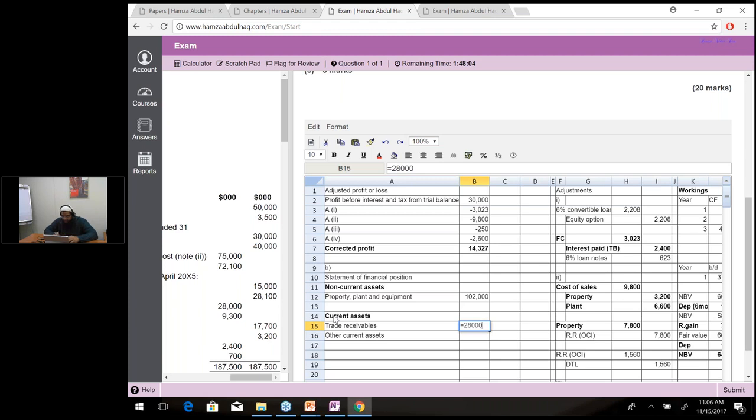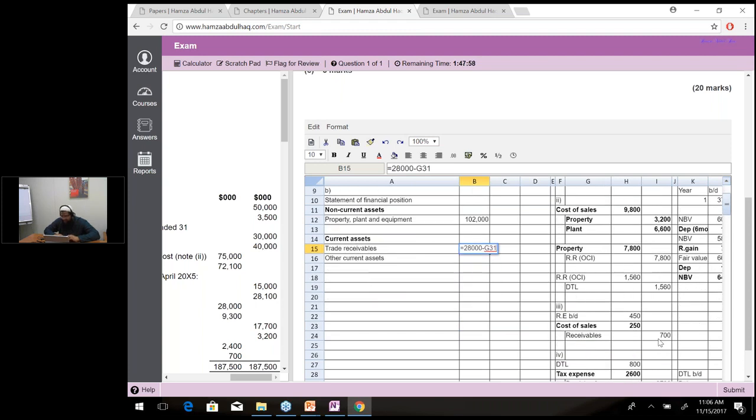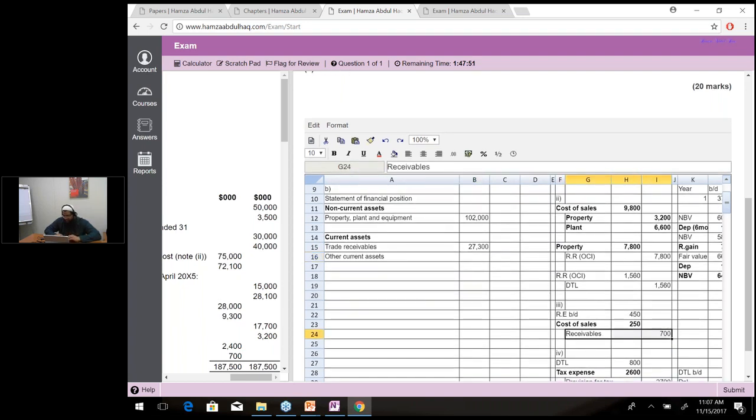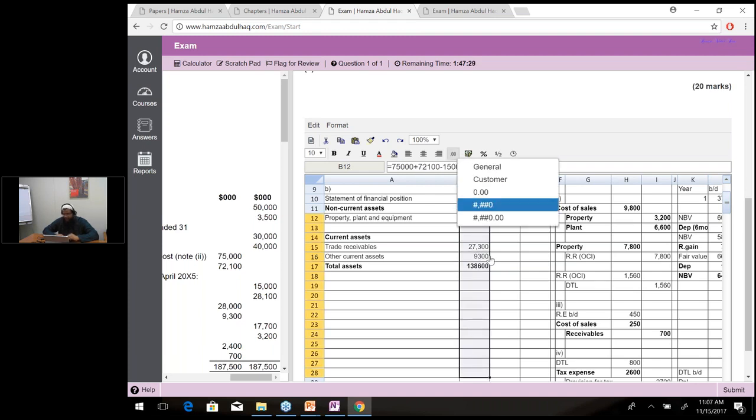So trade receivables is 28,000, but if you remember, we had some stolen receivables of 700. So we are going to subtract this, and I'm marking this as bold to remember that I've incorporated this. And the other current assets is 9,300. There is no adjustment in this. So the sum of all these will become the total assets. Again, I'm rounding off these values so that I can get a comma with everything.